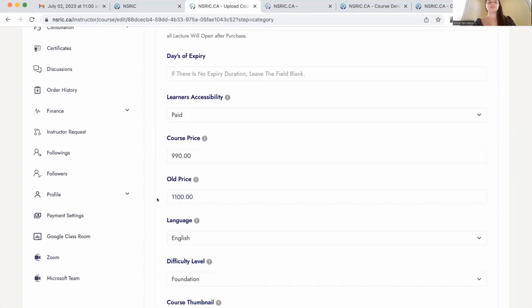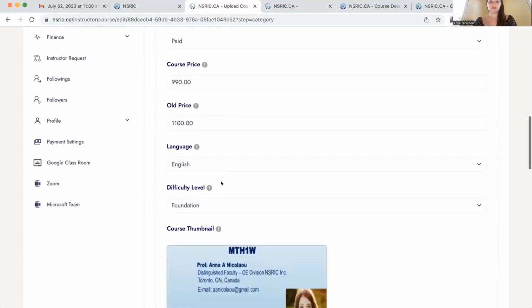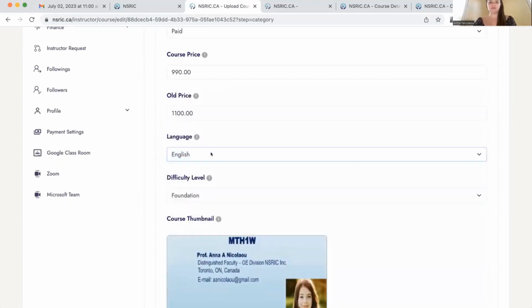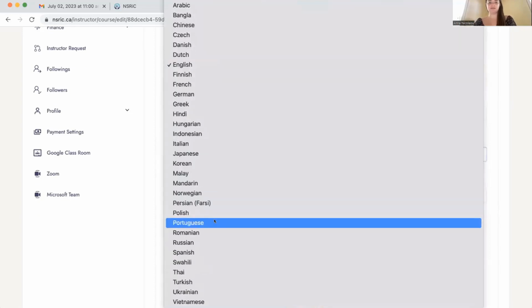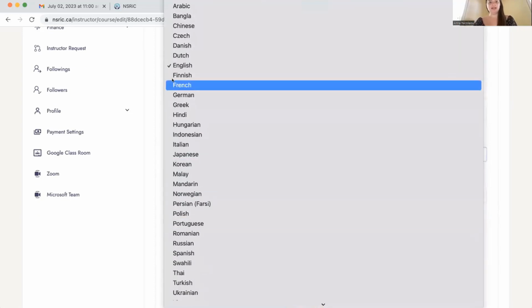For old price, it doesn't matter. Just put anything in there that you want. Then we have the language. So you can put in any of the languages that the course is taught in.